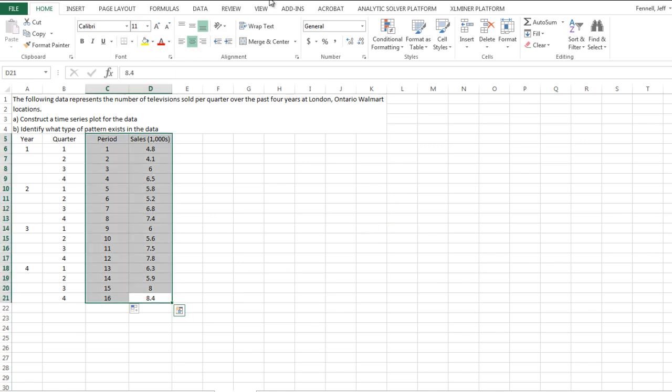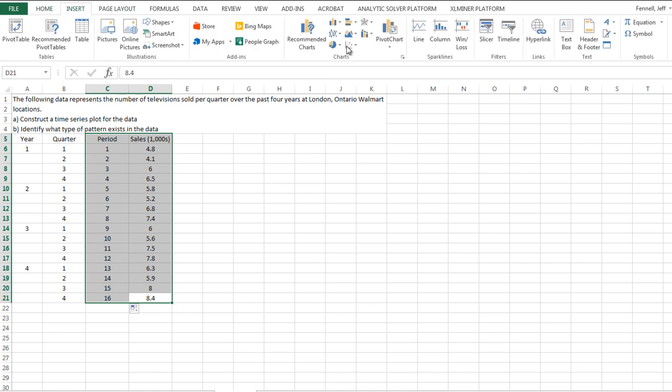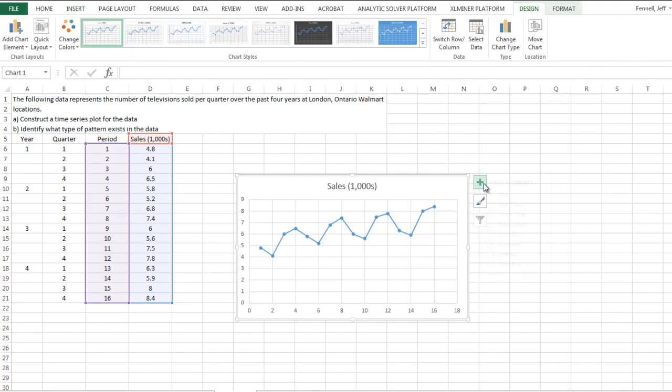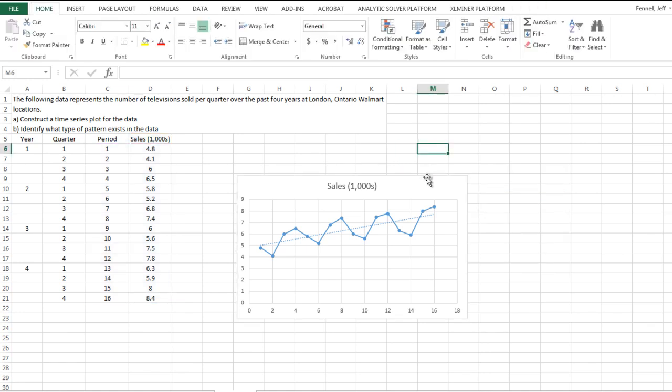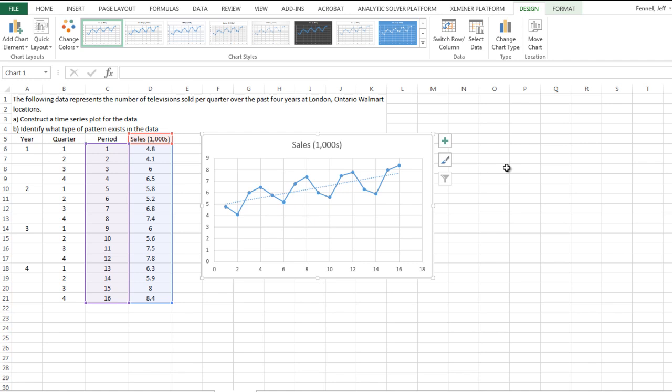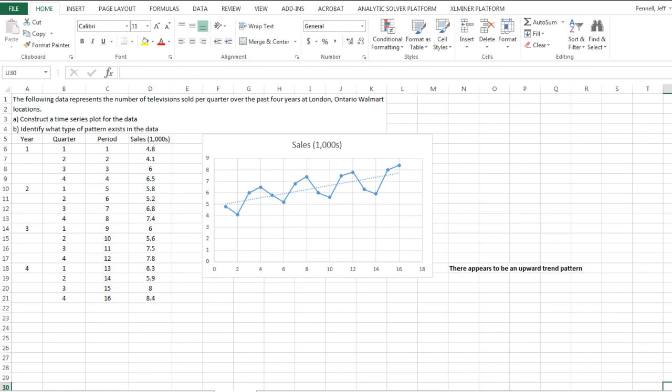Plotting our independent variable of time against our dependent variable of sales. Inserting our scatter plot. Adding the trend line to it. And if we look at this, there appears to be a definitive slope to this line. This is much more than a horizontal pattern. We could say here there appears to be an upward trend pattern in this data.